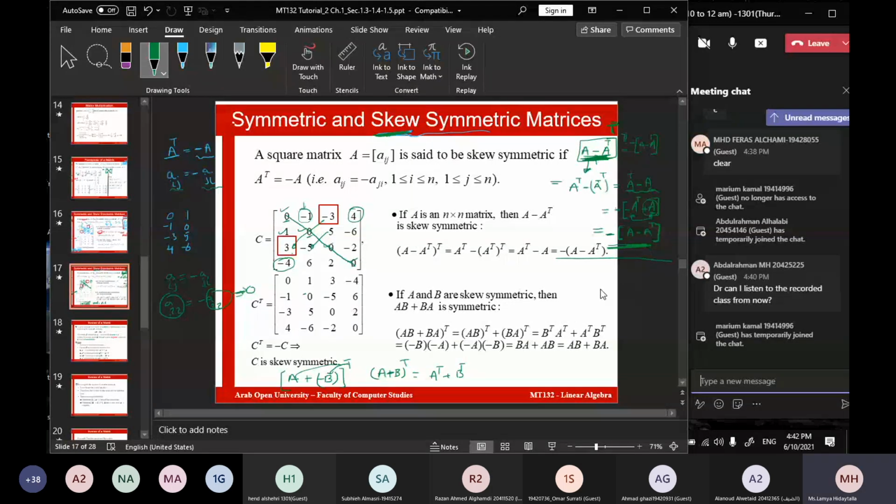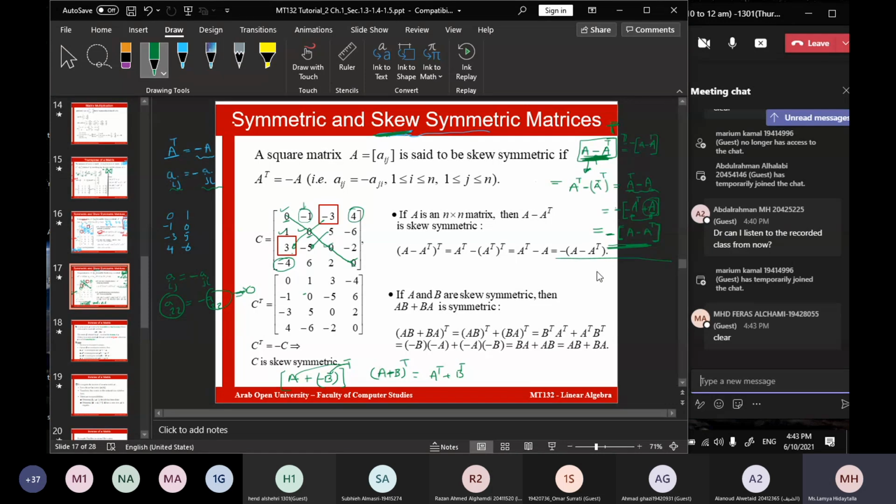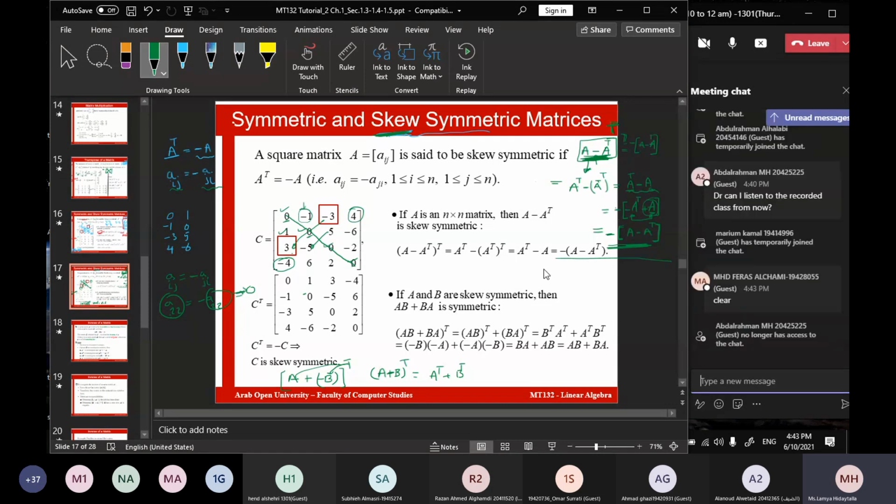Okay. Does multiplication give me a skew symmetric matrix? No. Now also we start from A and B. Both are skew symmetric matrices. Okay.